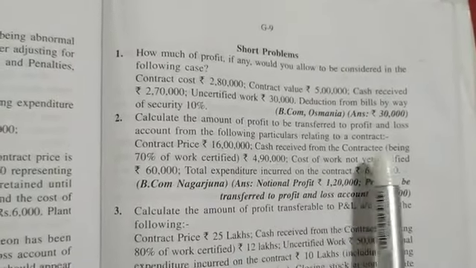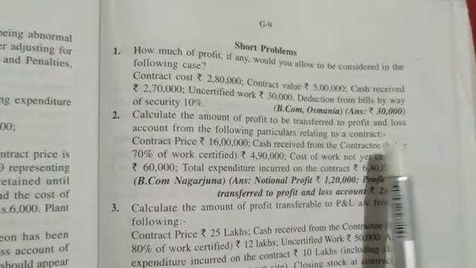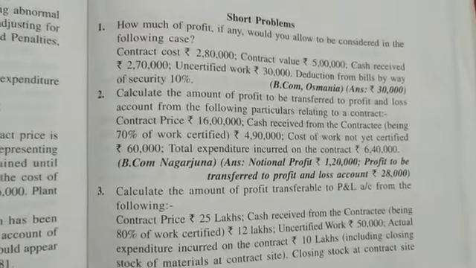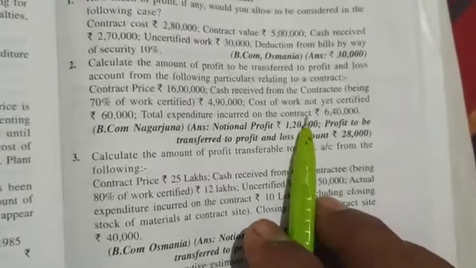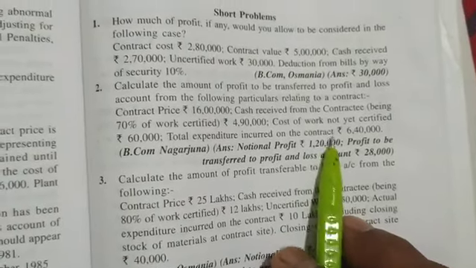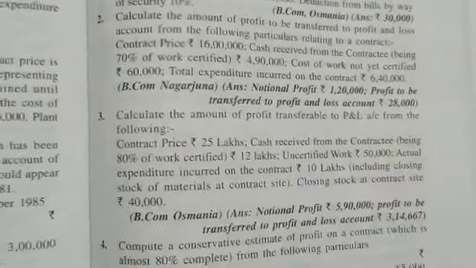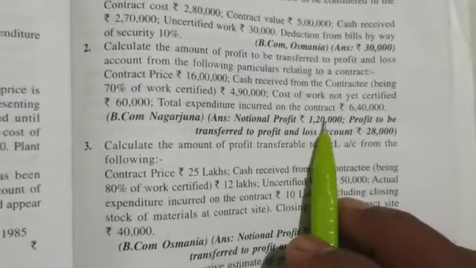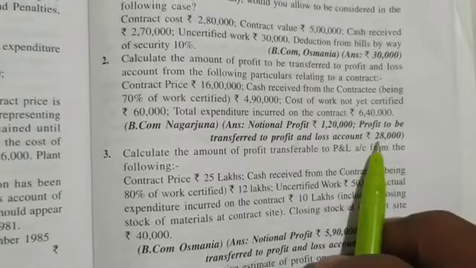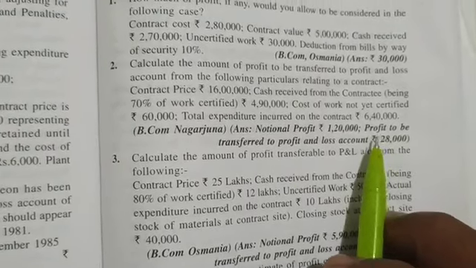4,90,000. Cost of work not yet certified means what is this? This is uncertified. We have to find out certified work. Work certified we have to find out. And notional profit is given 1,20,000. Profit transferred is 28,000. So we'll see how to find out this.